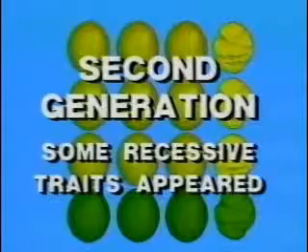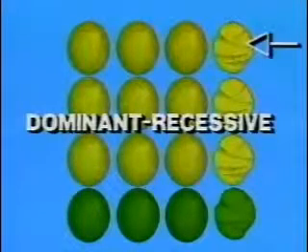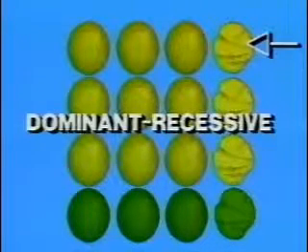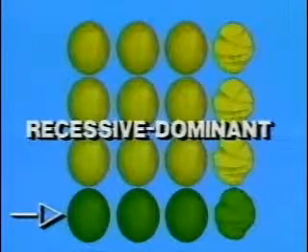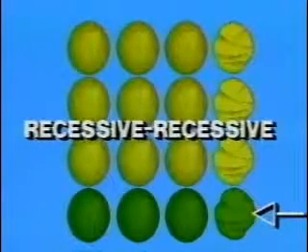As expected, recessive traits appeared in some of these seeds. Many seeds still showed both dominant traits, but some were yellow and wrinkled. They were dominant for seed color and recessive for seed shape. Some were green and smooth. They were recessive for seed color and dominant for seed shape. And a few were green and wrinkled. They were recessive for seed color and recessive for seed shape.